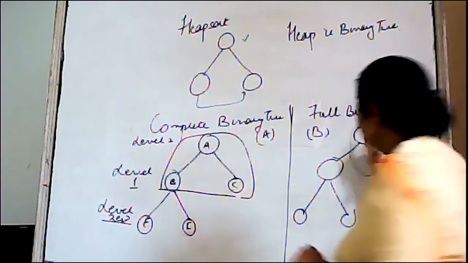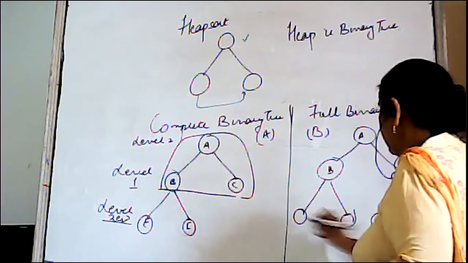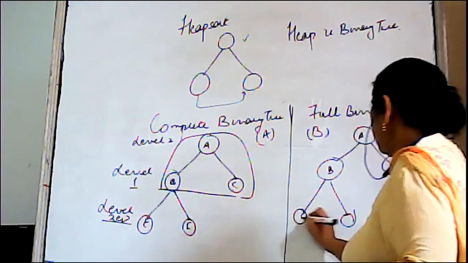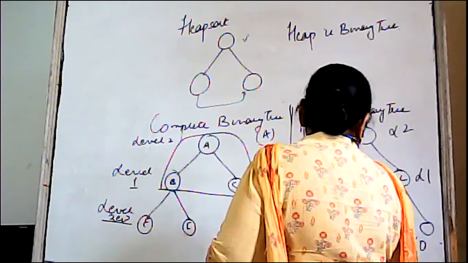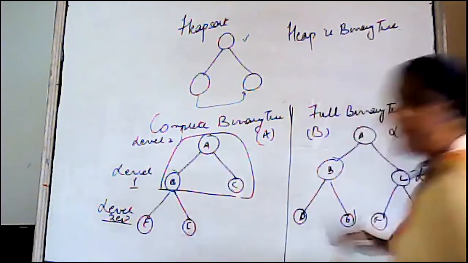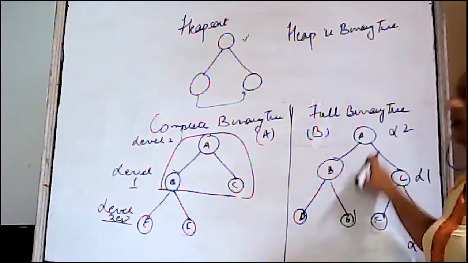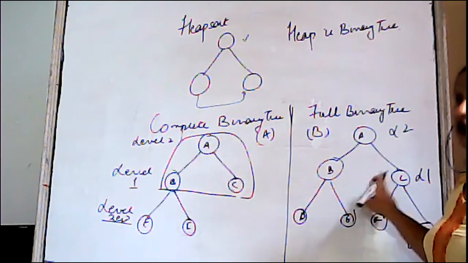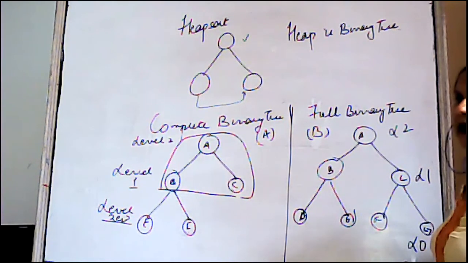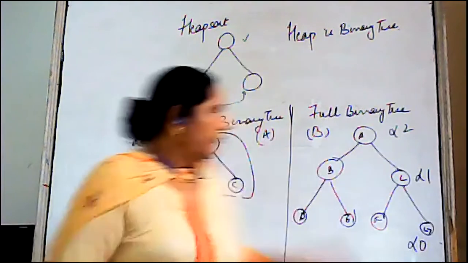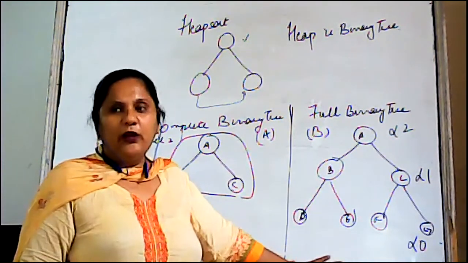And full binary tree means all the levels in a tree should have at most, every node in a tree should have at most two children except the last level. And it should be filled. And it should be completely filled. So it is called a full binary tree.